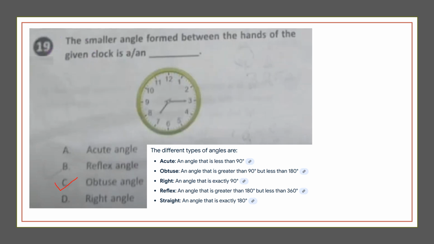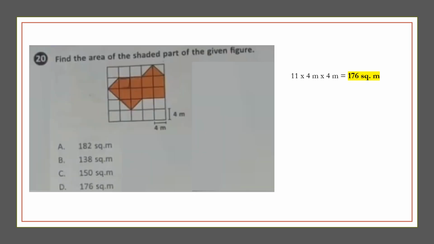Question number 20. Find the area of the shaded part of the given figure. So here we can see the sides are given as 4 meter, 4 meter. So we can easily calculate the area of one square, which is 16 square meter. So let's count the number of squares here. So full squares are here 1, 2, 3, 4, 5, 6, 7, 8.